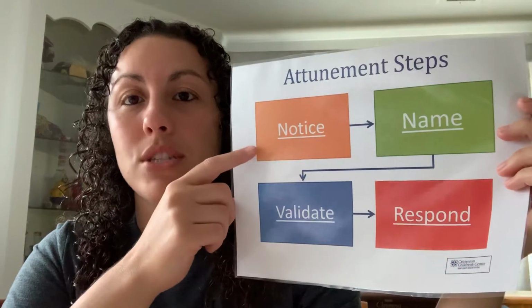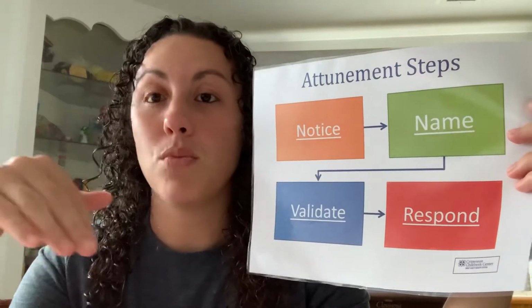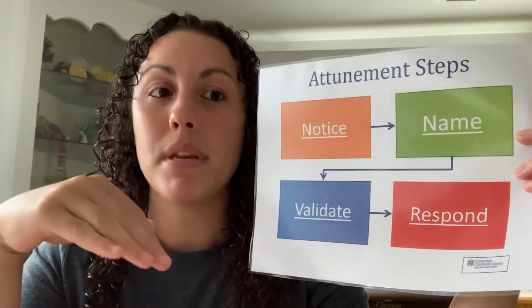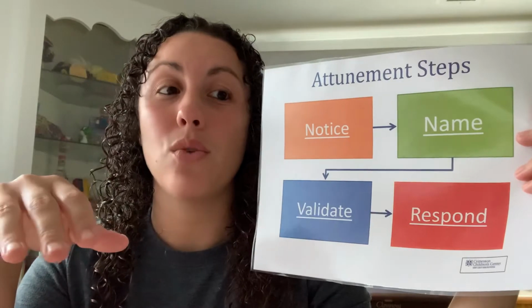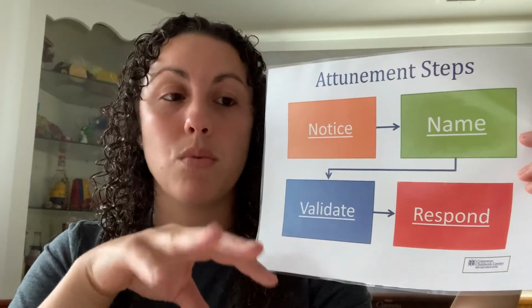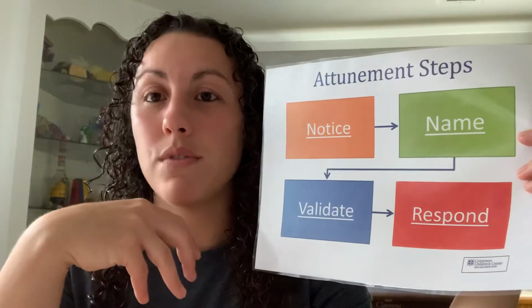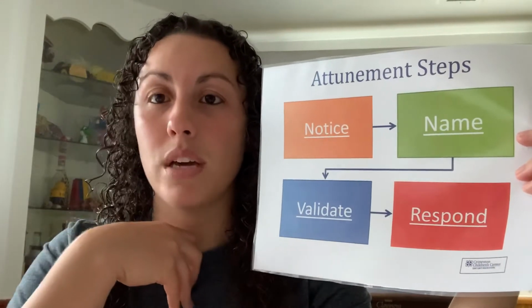So the first step is notice. In this step, we're noticing in a situation what's going on, what's happening, say it's between 2 kids or a child, you're noticing what's going on with them. And also I feel like one of a more important steps is noticing what's going on within yourself.